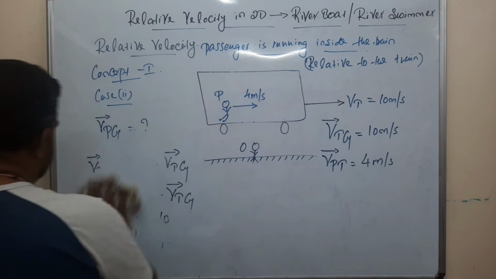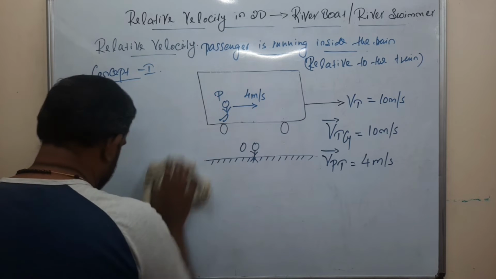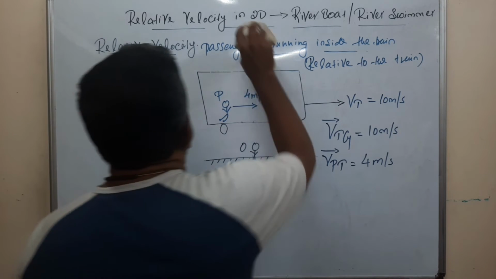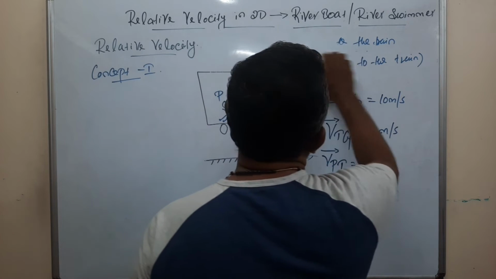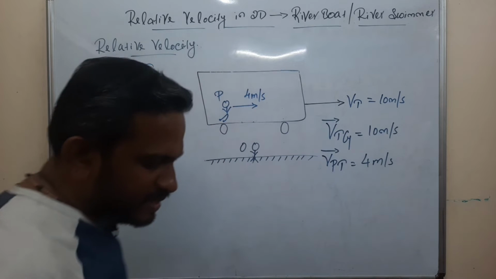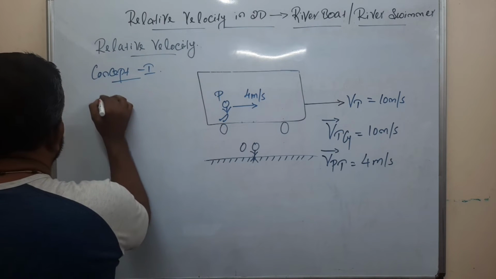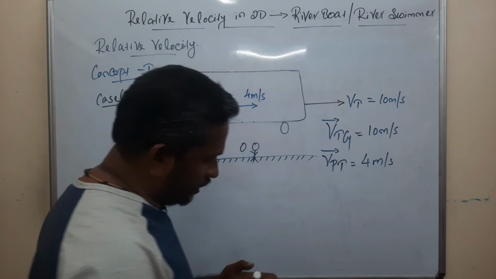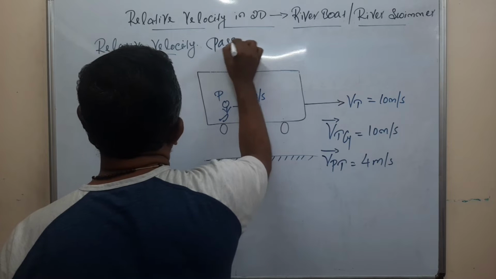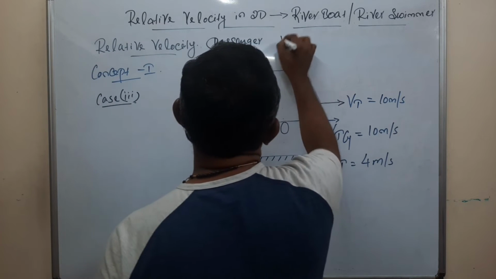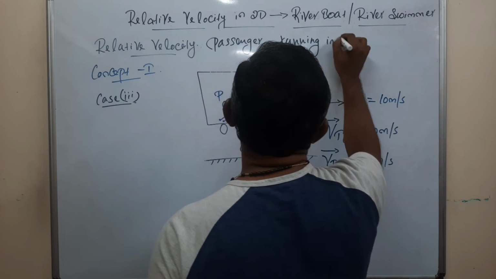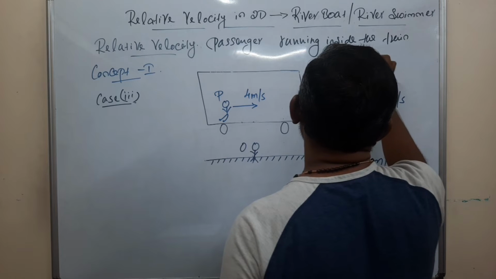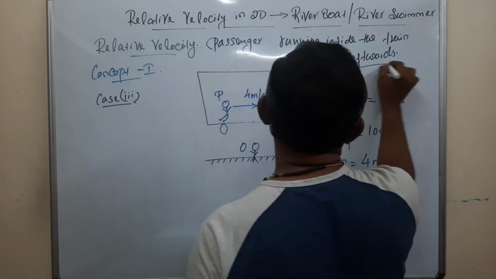What is case 3? Case 3. Passenger is running inside the train with a speed of... leftwards. That is the next case.